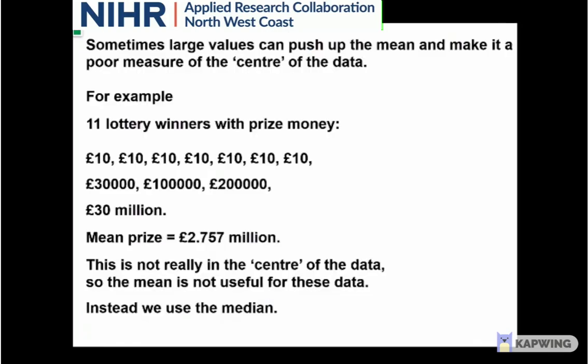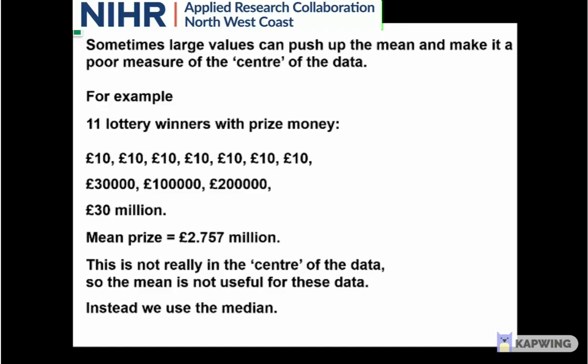Now, the mean is brilliant and it's used all the time, and standard deviation pairs alongside it. But sometimes the idea of that weight either side of your mean, that's the whole point of a mean, it's about weight. What that means is if you have very extreme values, it can really throw off a mean. So if I use an example here, we've got 11 people who've won on the lottery. We have one person has won £30 million. We've got one person's won 200,000, 100,000, 30,000, and then 7 people have won £10.